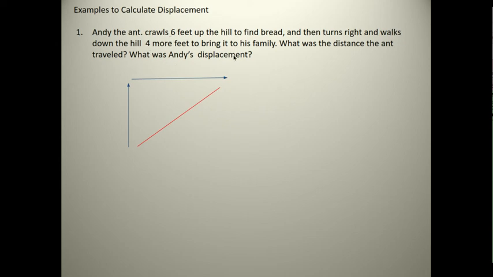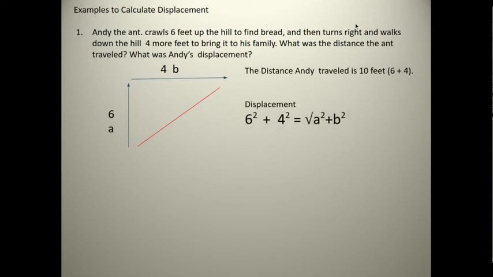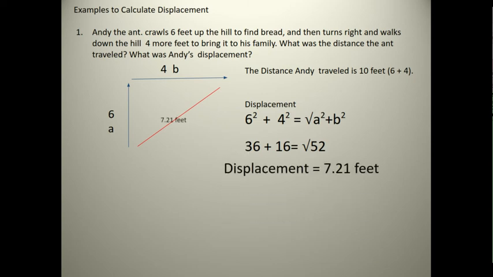And now we have to calculate his displacement using the Pythagorean theorem. The first thing I'm going to do is label my A and my B vector with the 6 and the 4. We've already identified how far the ant traveled, which was a total of 10 feet, so I'm guessing that the displacement is going to be less than 10 feet. Let's plug it into our formula. We square up the 6, we square up the 4. 6 squared plus 4 squared gives us 36 plus 16. Now we take the square root of that total of 52. The square root of 52 is 7.21 feet. So the ant was actually only 7.21 feet from his starting point to where he finished.